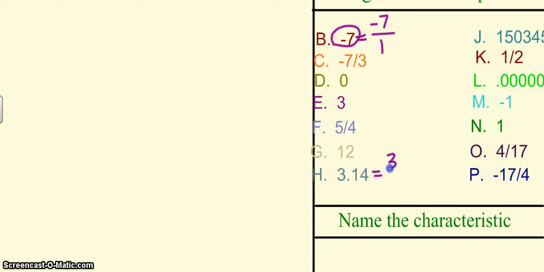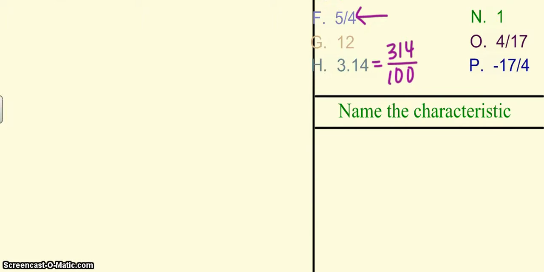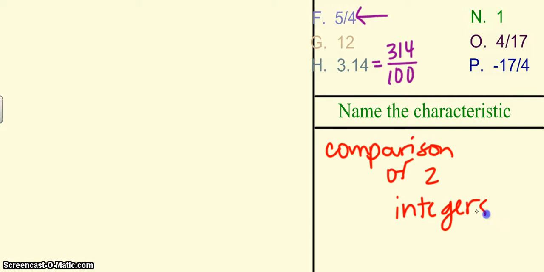3.14 is the same thing as 314 compared to 100. And even this decimal right here can be seen as 1 compared to 10 million. Okay, so yeah, they can be written as actual fractions as you see them, but sometimes there will be other things that you can write as a fraction if you take a minute to rewrite the form. So we're going to say a comparison of two integers.